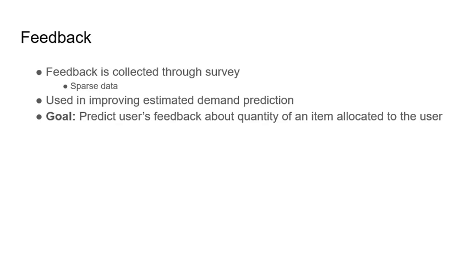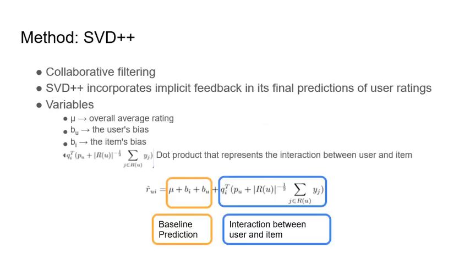So our goal was to predict users' feedback about the quantity of an item that they were allocated. And to do that, we decided to look into collaborative filtering. Collaborative filtering is a technique that is used by different recommender systems in order to predict the preference that someone will have about that. The collaborative filtering aspect of it is that you're collecting the preferences of a bunch of different users, and then based on a singular user, if they're similar to another, you're going to be able to suggest something for that user that you're similar to.